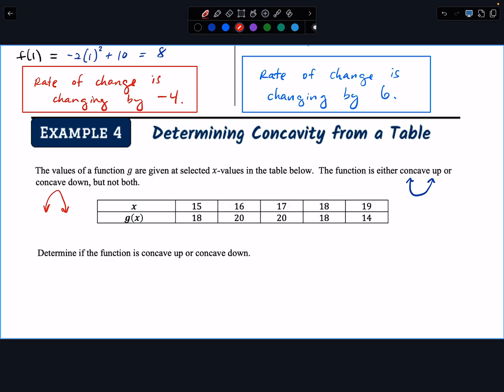So the easy way to tell from a table is, first thing I want you guys to look at is we're going to look at the rates of change. So what I want you guys to notice is the x's. Do you guys see how it's a constant change? It's always going up by 1, right? So the change between these two is 1, 1, 1. What's the change between 18 and 20? Positive or negative what? 2, so positive 2. From 20 to 20, does that change? So I'm going to say 0. 20 to 18, negative 2. From 18 to 14, negative 4.